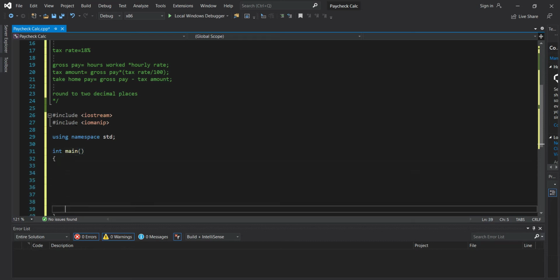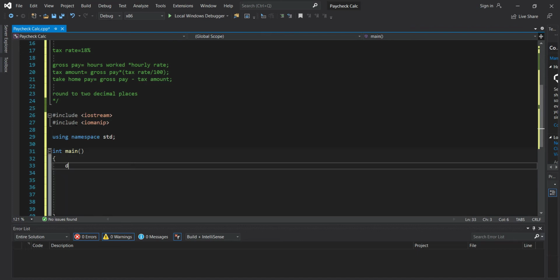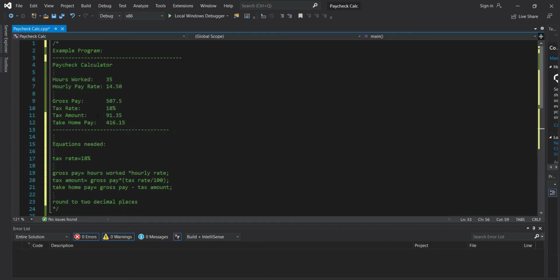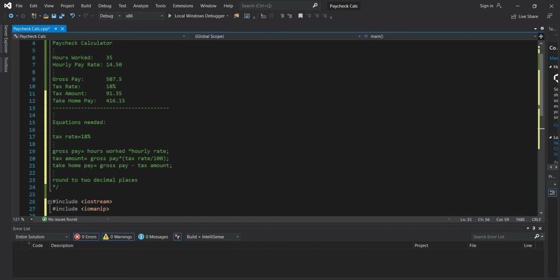Now, what do we want to do? I want to declare my variables, and I'm going to keep them all doubles because these values can have decimal places. Hours can have decimal places. Everything can have decimal places. So I'm going to have the first variable as hours worked, hourly pay, gross pay, and take home. So the variables that are declared right now were hours worked, hourly pay, gross pay, and take home pay.